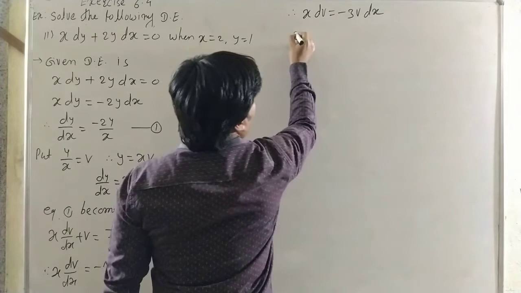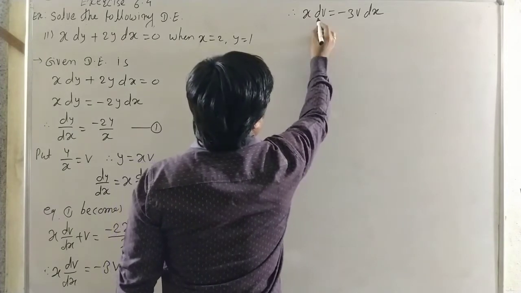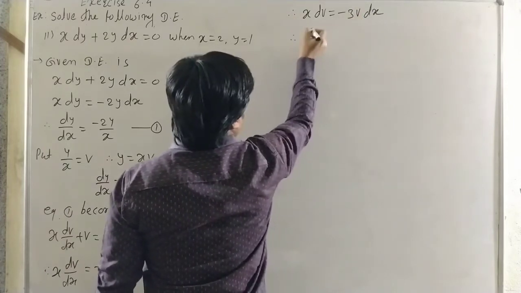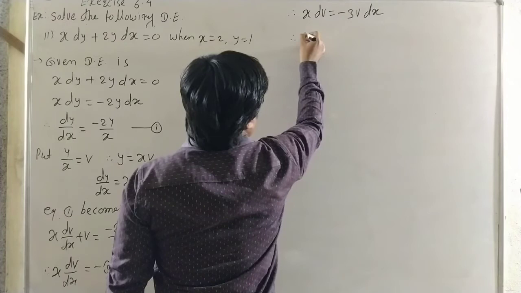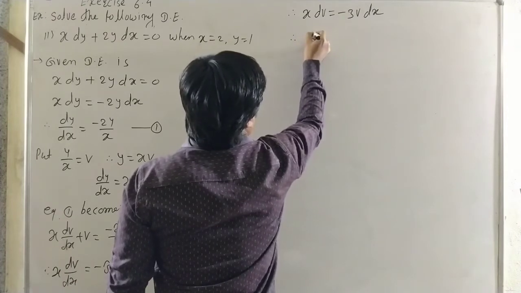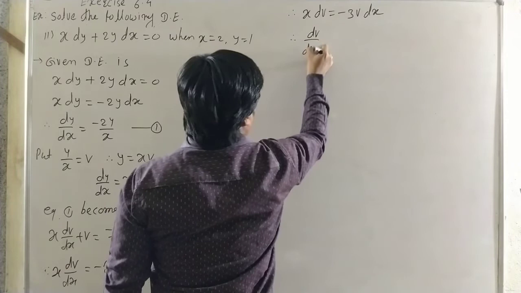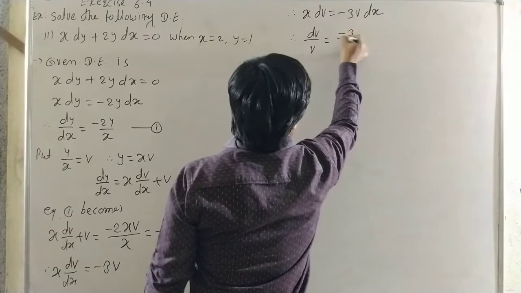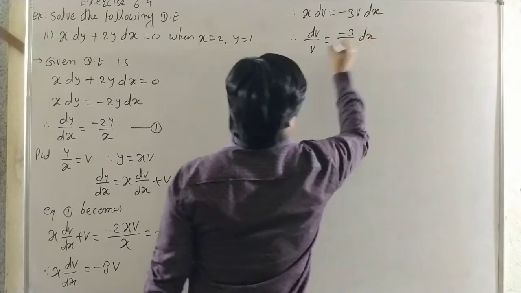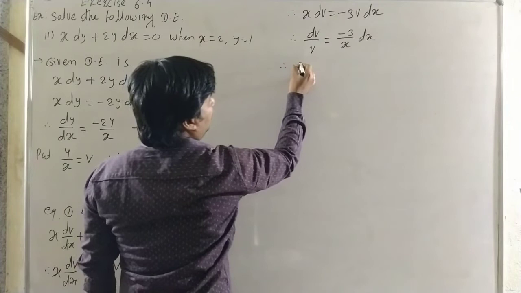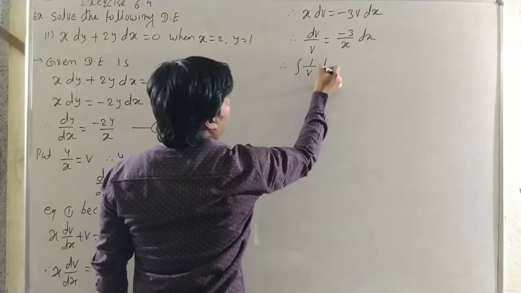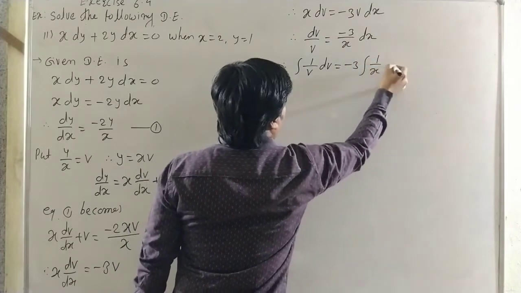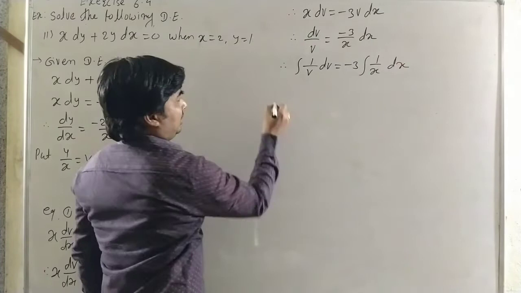Then separate the variables. Only v we can take on the RHS. Therefore here it is LHS, dv upon v is equal to minus 3 by x dx. The variables are separated. Now take the integral. 1 by v dv is equal to minus 3 into 1 by x dx. Now take the integration.